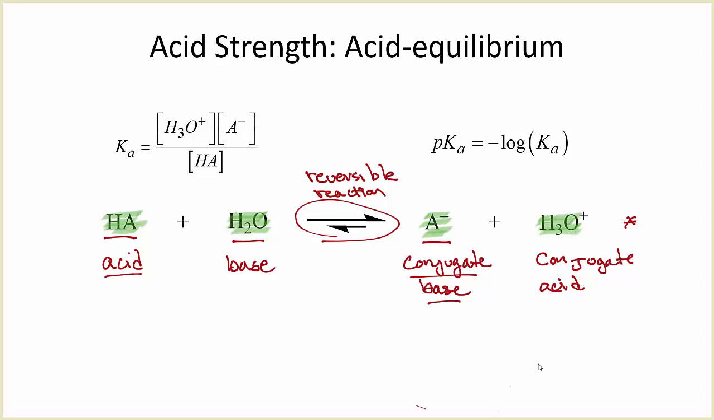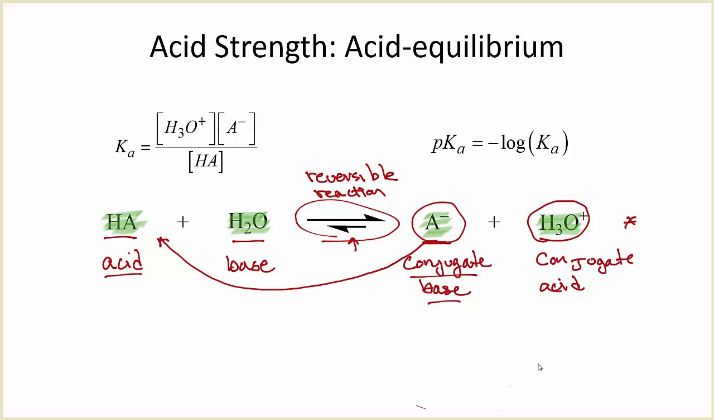So when you're going backwards, that is, you're following this arrow, you notice that this A minus over here picks up a hydrogen when it goes back to the other side to become the acid again, as it goes from here to here. This means A minus is acting as a base, and H3O plus, which is the conjugate acid of water, is donating the hydrogen back to the A minus to produce the acid. Okay, so this is that Bronsted-Lowry definition. We have an acid and a base, and a conjugate base and a conjugate acid.